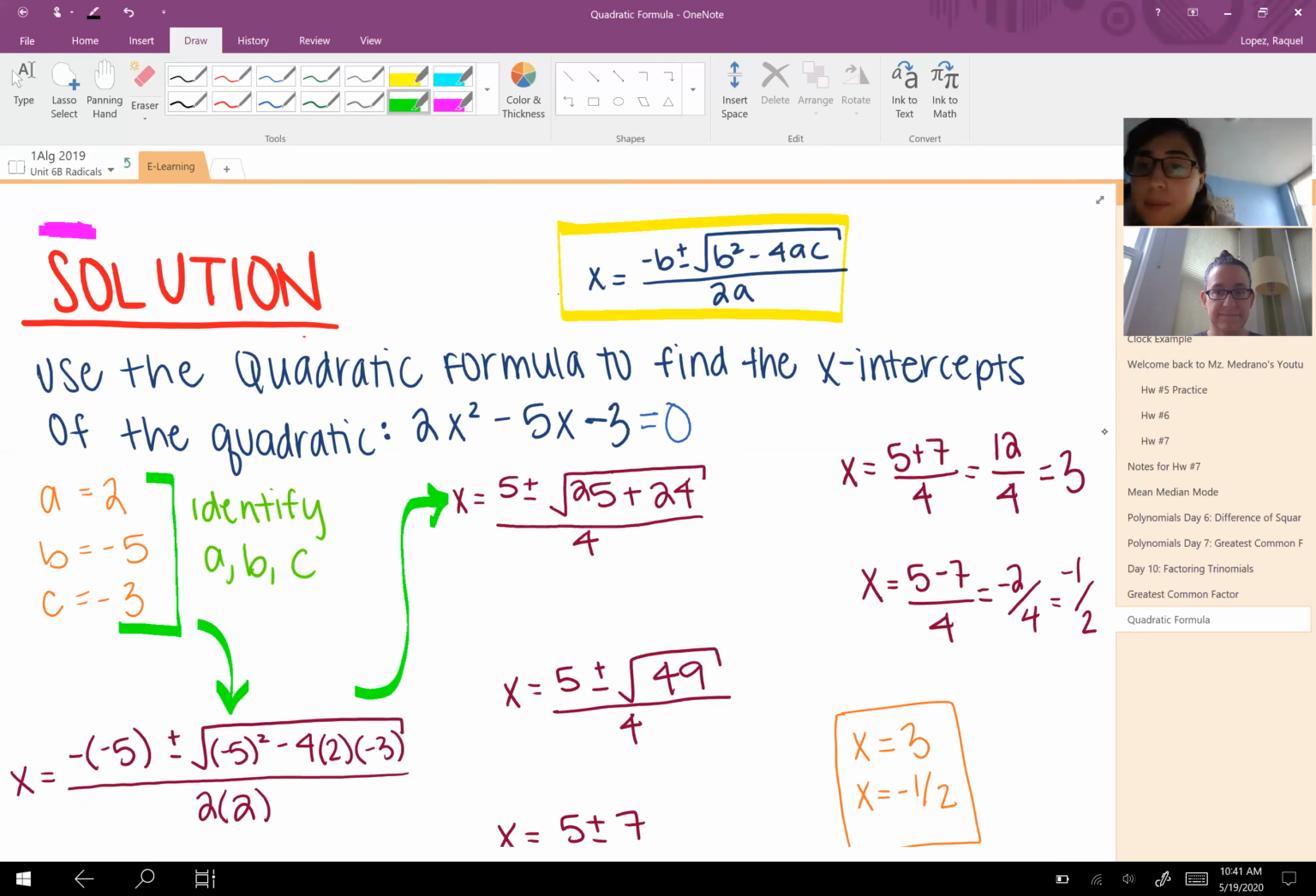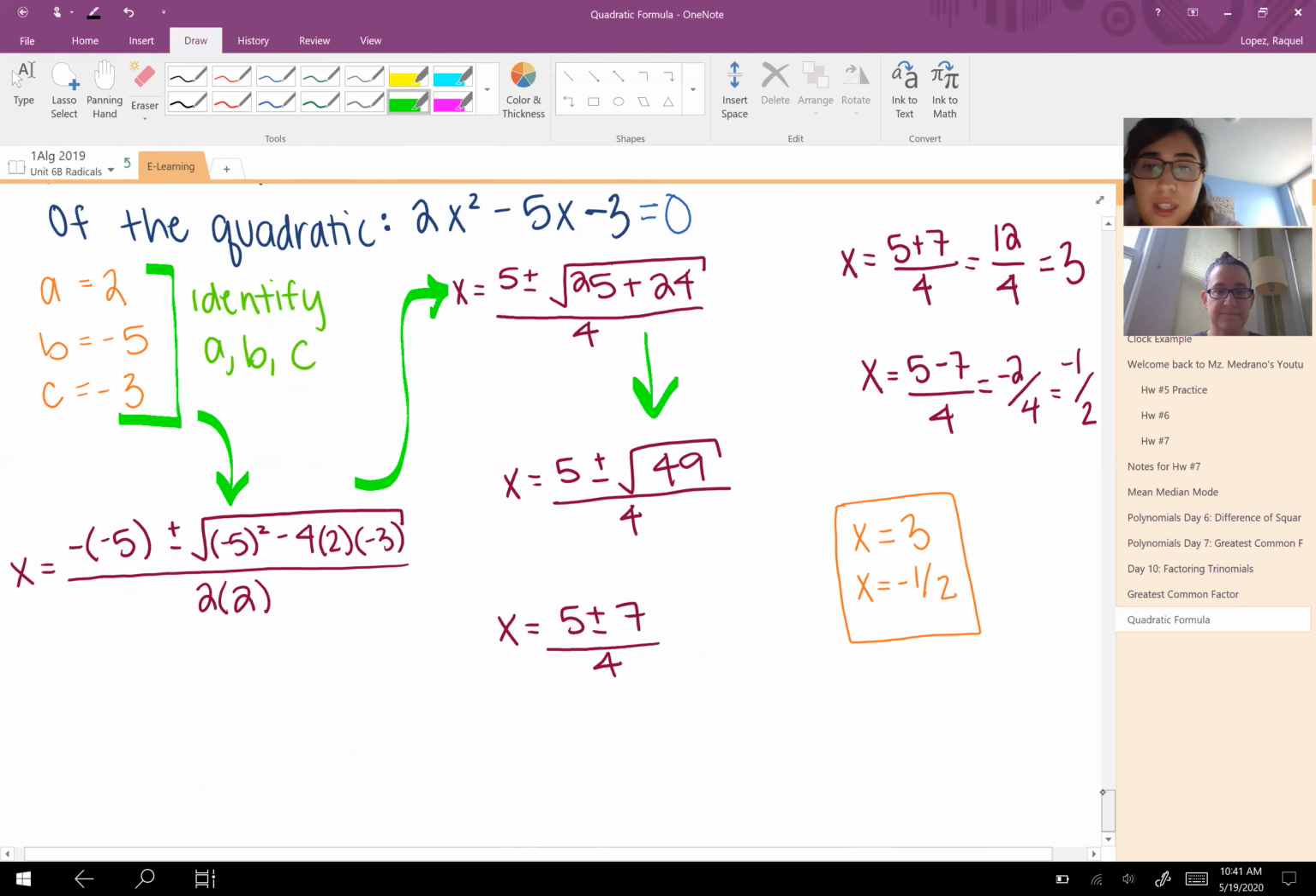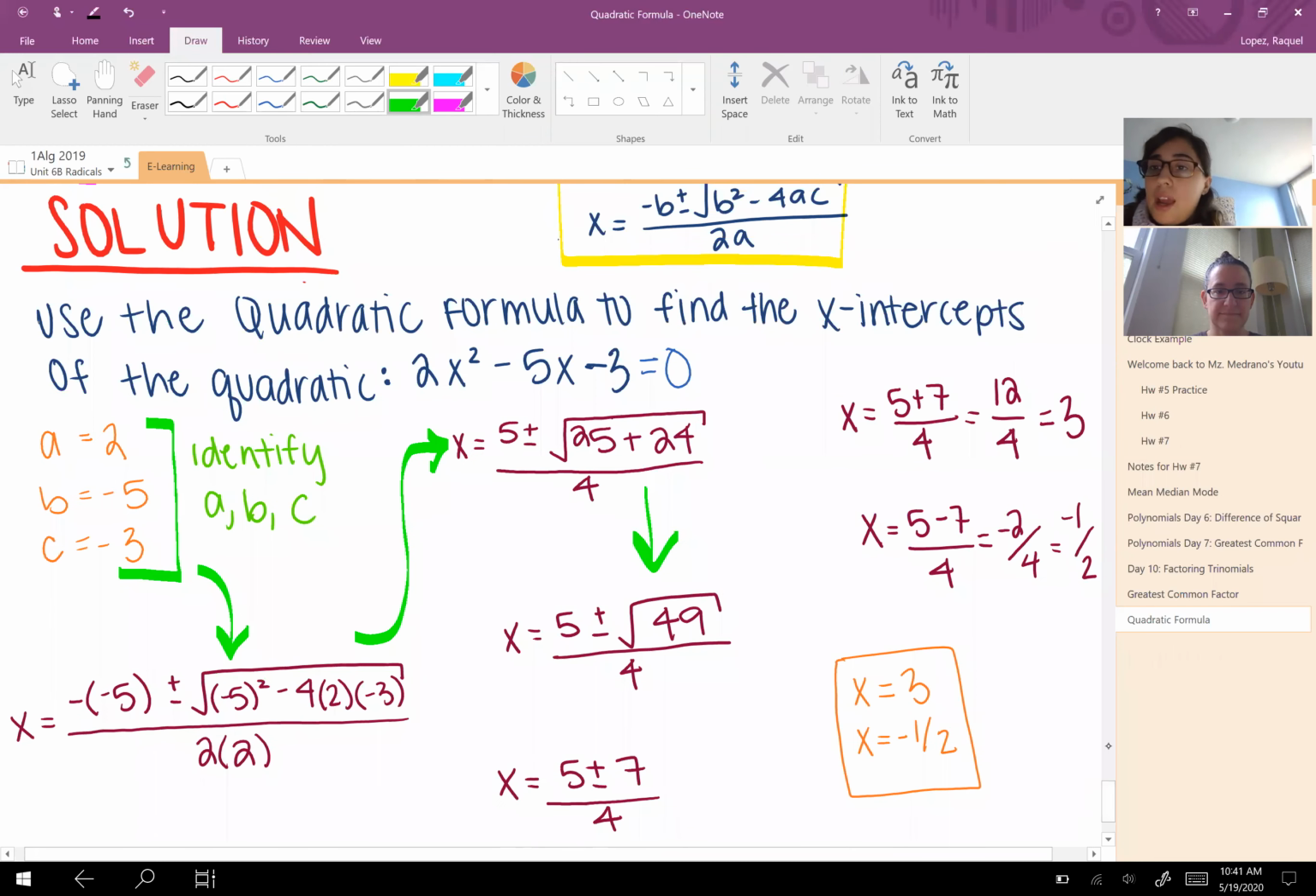Okay. So now I'm going to have to scoot down on my screen just a little bit. There we go. And then from there, I took the square root of 49. So the square root of 49 is 7. And so that's how I got that line down there. From here, I went ahead and separated the plus and the minus symbol so that I could see my two solutions. So that's what you'll see over here. So there's one of my solutions, and here's the other one.